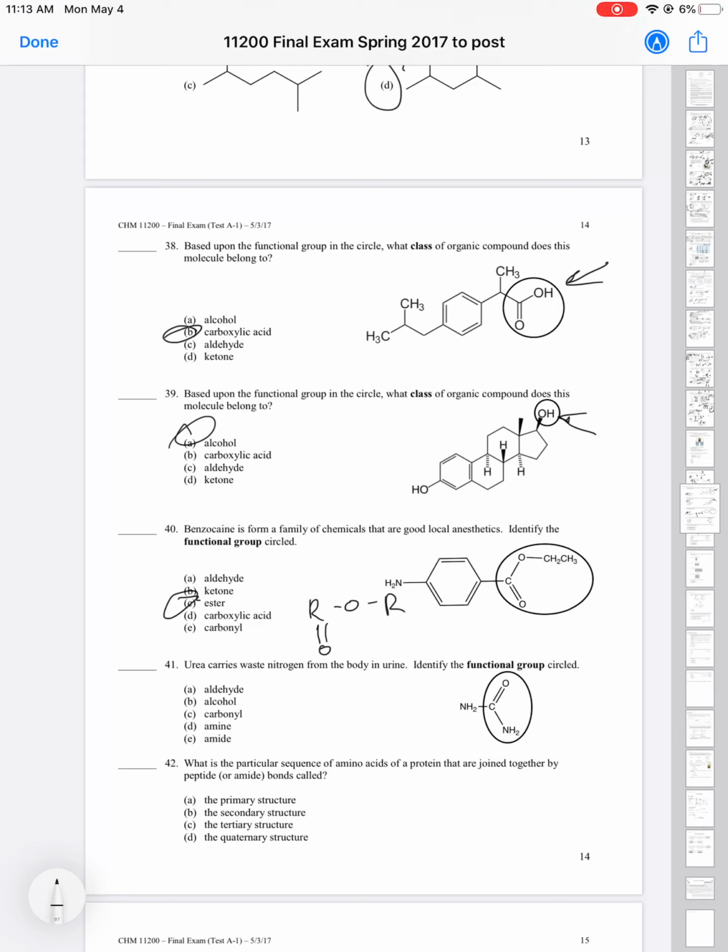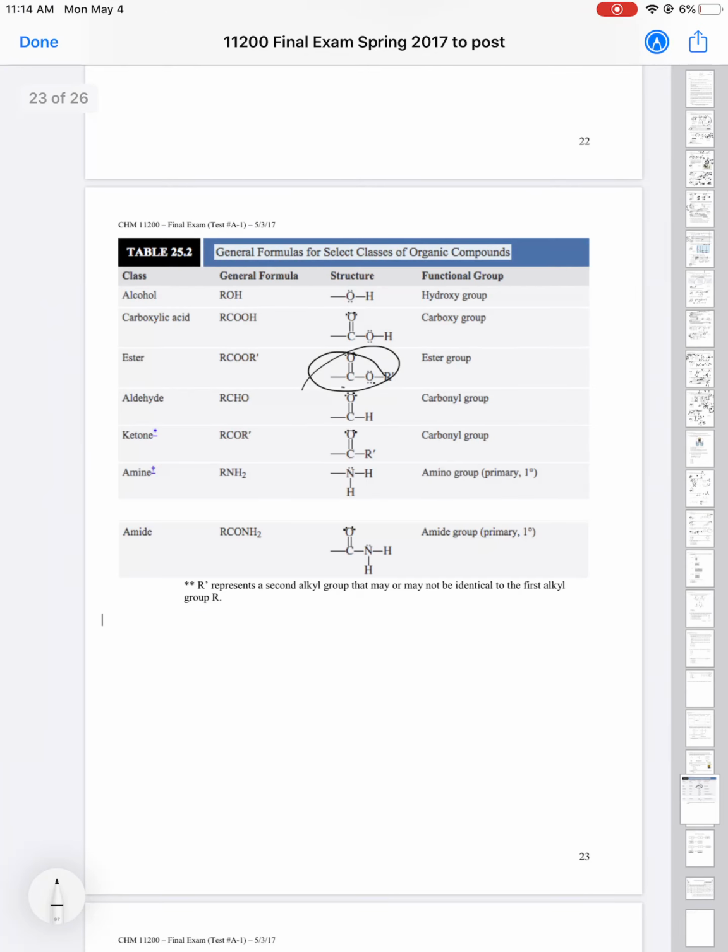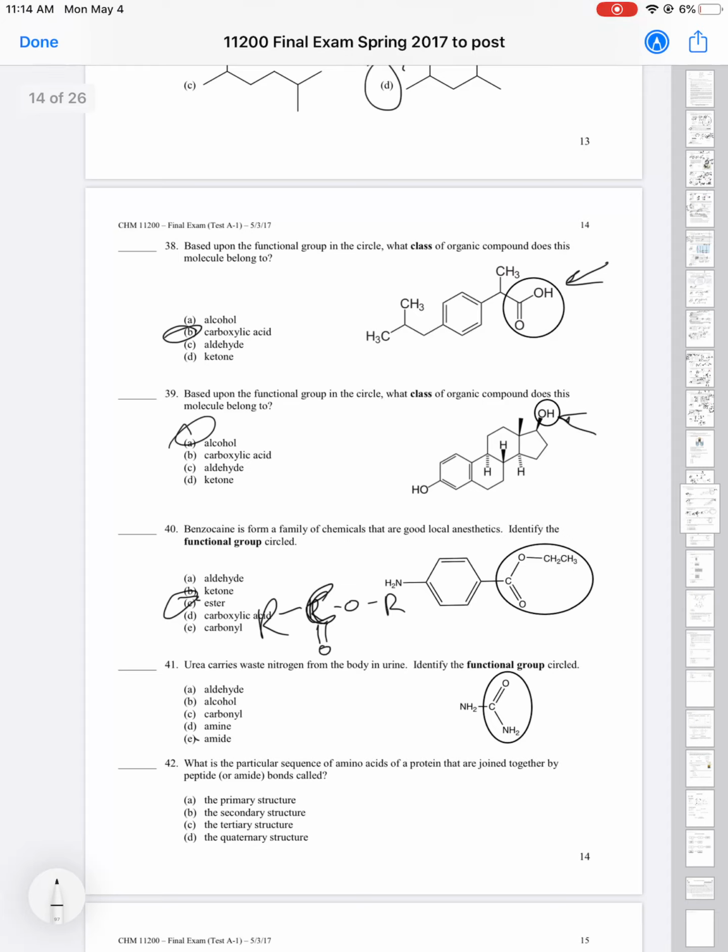And urea, so we have NH2, sorry, that should be a C, R. The R just means some other carbon-based structure. The table gives ways to identify the functional group, so we have NH2 and a double bonded O. NH2 and a double bonded O, so that looks like an amide.